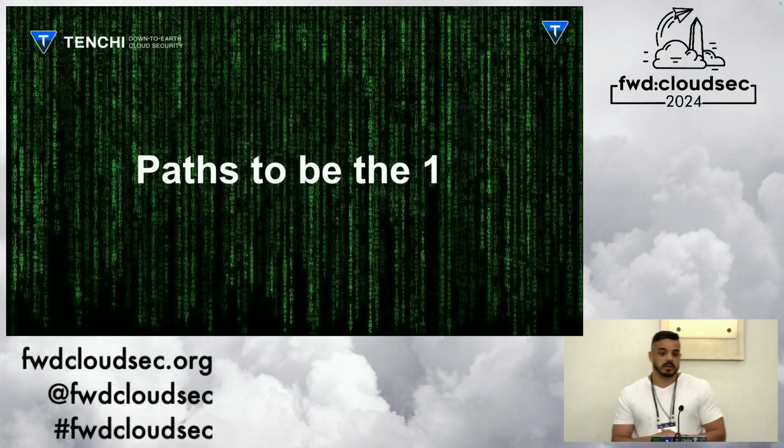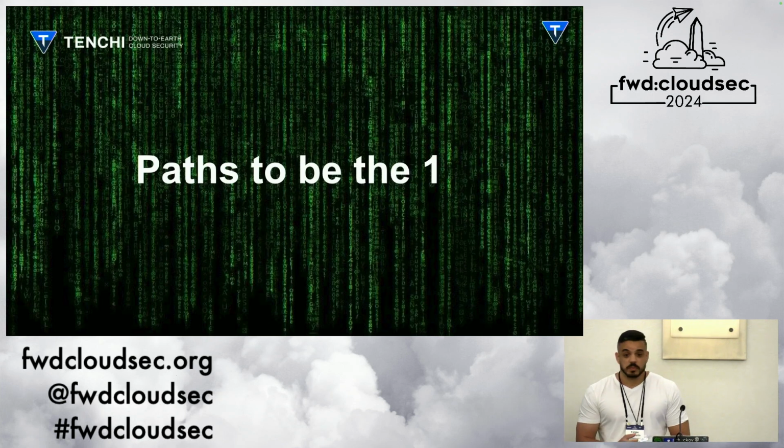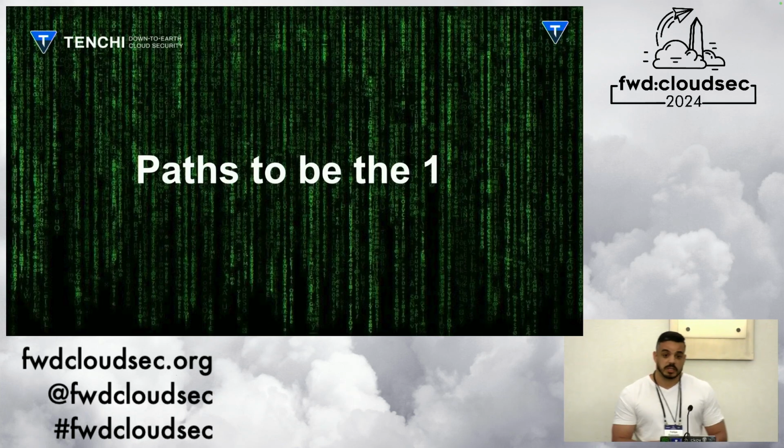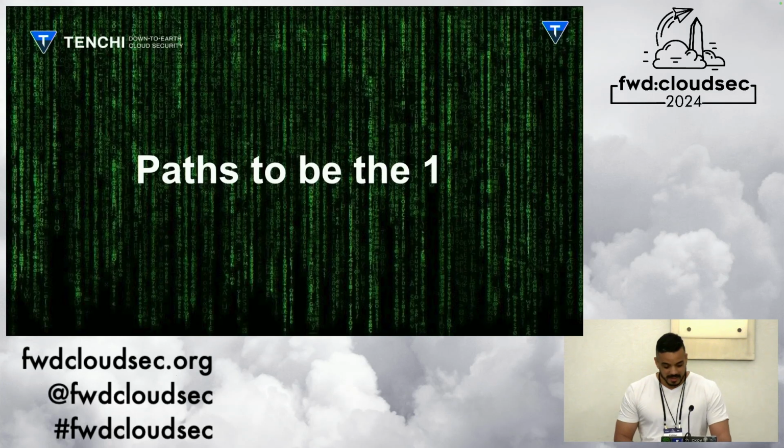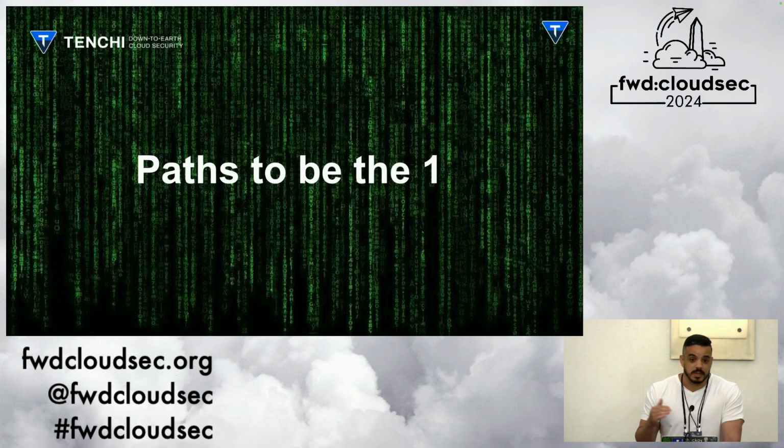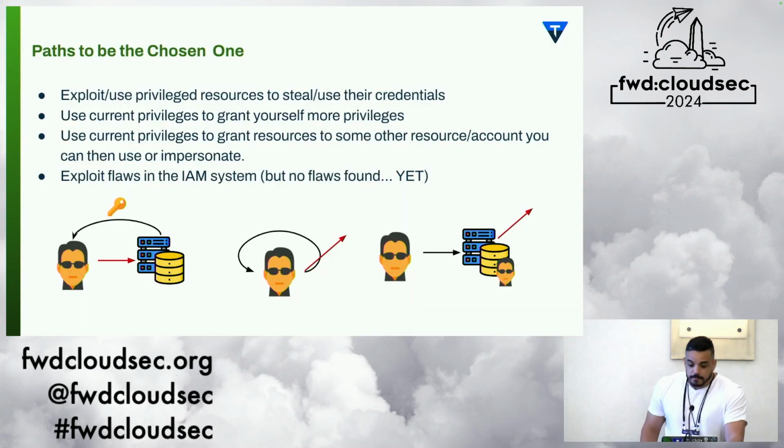Now that you know about Oracle IAM, we want to talk about paths to be the one, paths to gain privilege escalation on Oracle Cloud. And I don't know if you noticed, but we named all our privilege escalation techniques after names from the matrix, from the movie The Matrix. So we have some paths to be the one.